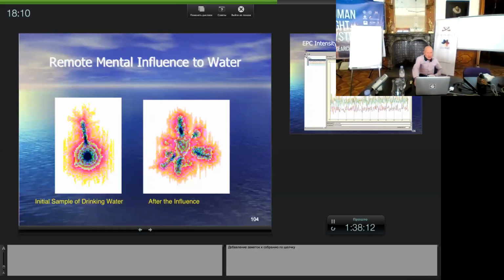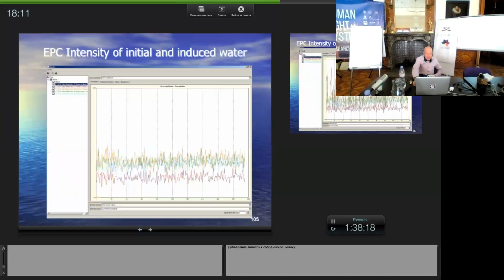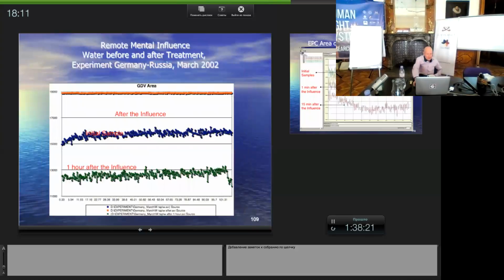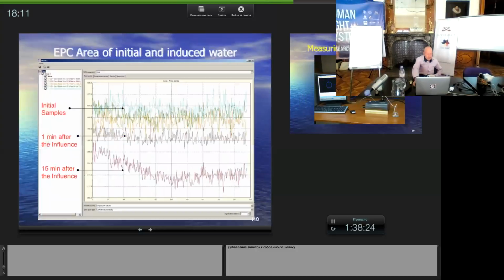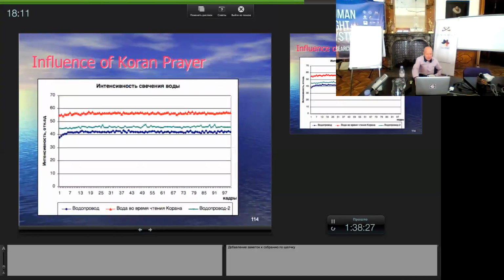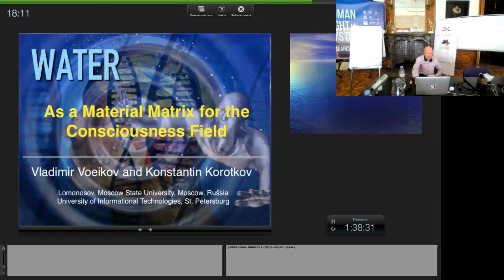Then remote, of course, it changed the structure of water, so it's interesting. This I've shown you before. So again, we have a lot of data of this kind. And this is a presentation that we created with Vladimir Vayekov for last year's conference: Water as material matrix for the consciousness field.